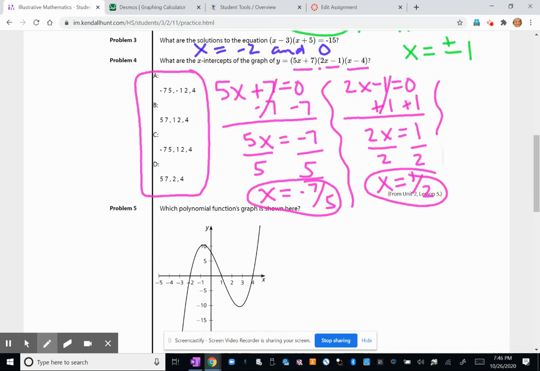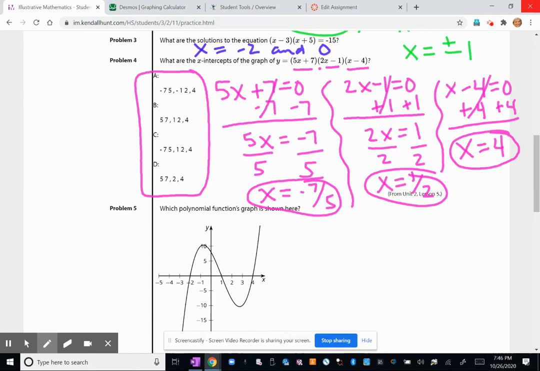And then I'm going to find the third one by solving x minus 4 equals 0. And that's a simple one. I'm just going to add the 4 to both sides to get the x by itself. And x equals 4. Okay, so the 3 intercepts are x equals negative 7/5, x equals 1/2, and x equals 4. So from your textbook, that is solution C.